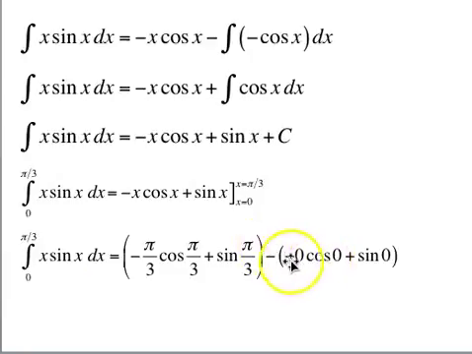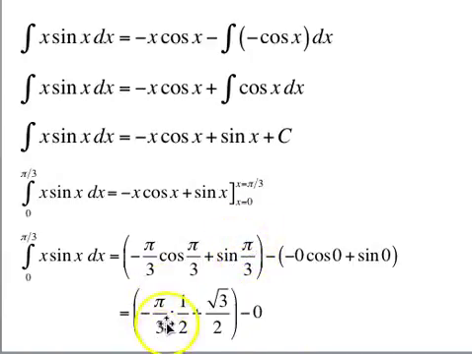Cos of 0 is 1, negative 0 times 1 is 0, plus sine 0 is 0. This whole piece just becomes 0. Cosine of pi over 3 is a half. Sine of pi over 3 is root 3 over 2. So we get negative pi over 3 times a half plus root 3 over 2 minus 0. So negative pi over 6 plus root 3 over 2 will be the answer to that question.